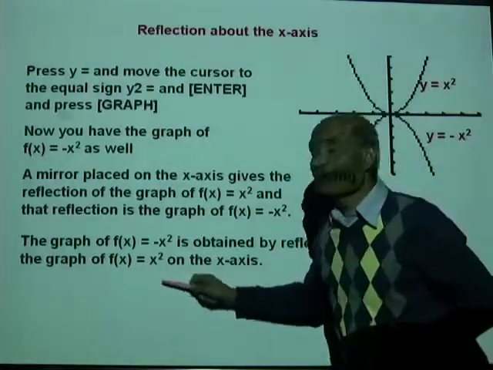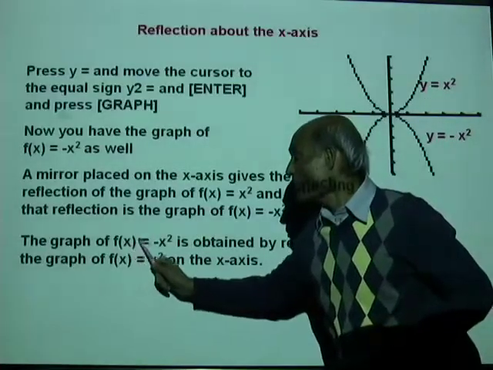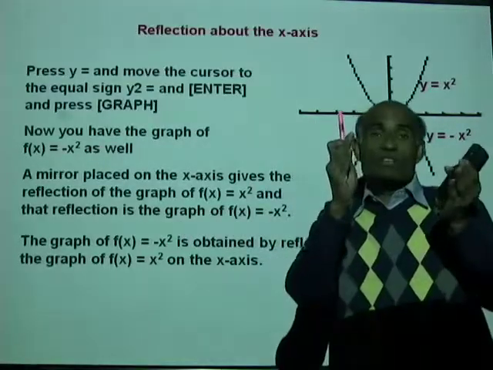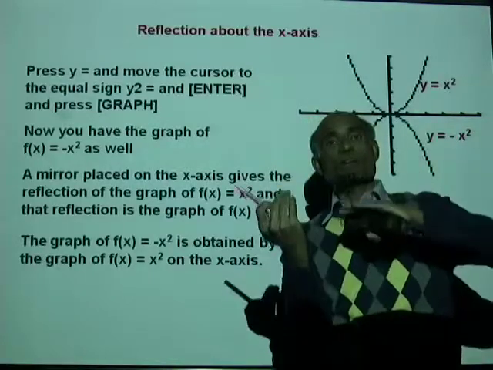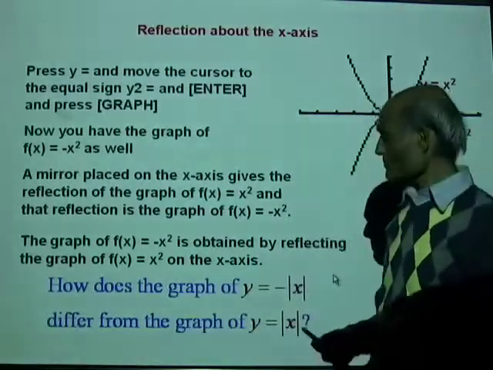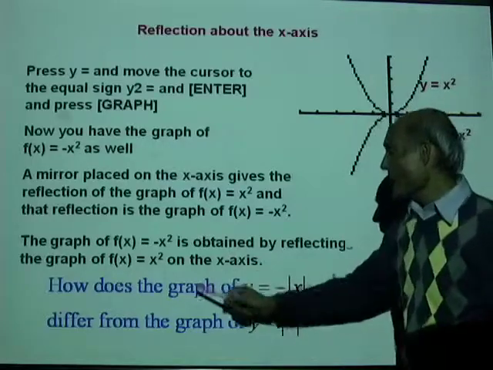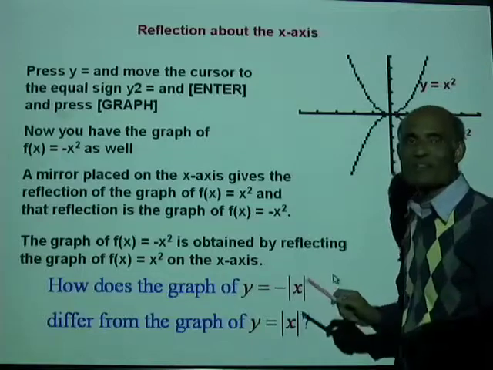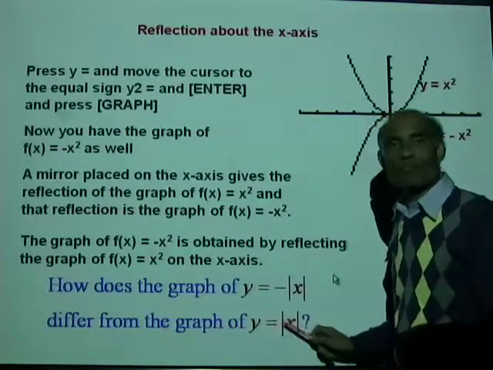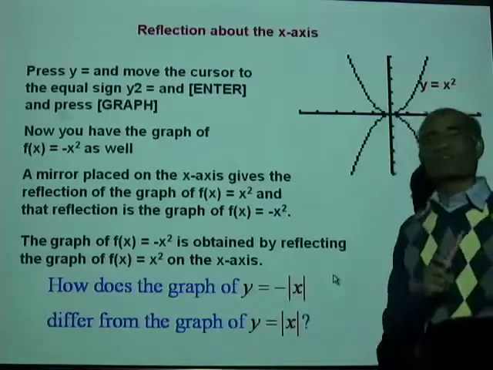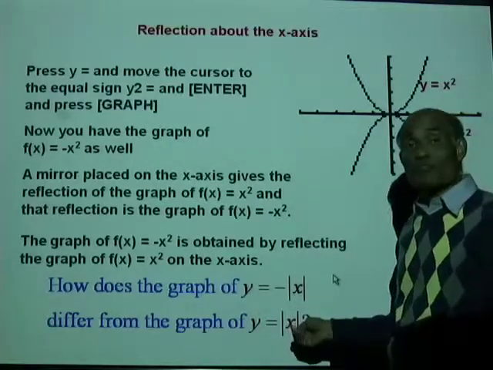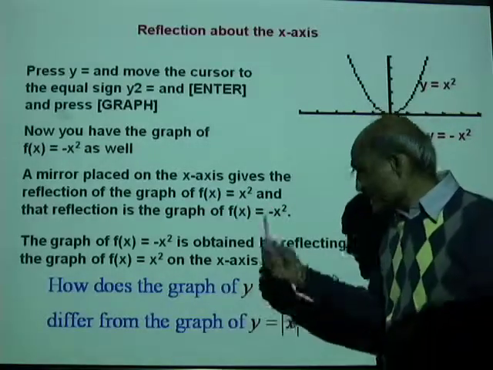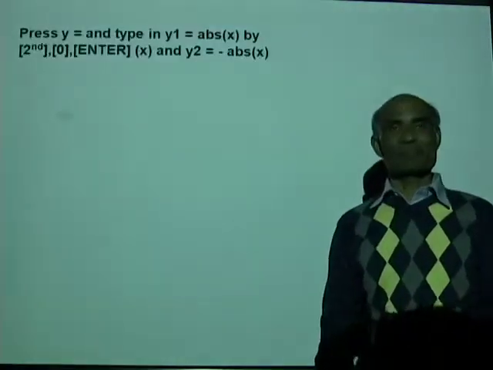And therefore, in general, we can say the graph of f of x equal to negative x squared is obtained by reflecting the graph of y equal to x squared on the x-axis. In that case, tell me, how does the graph of y equal to negative absolute value of x differ from the graph of y equal to absolute value of x? Well, you have seen the graph of absolute value of x. Tell me, how does the graph of negative absolute value of x look like?